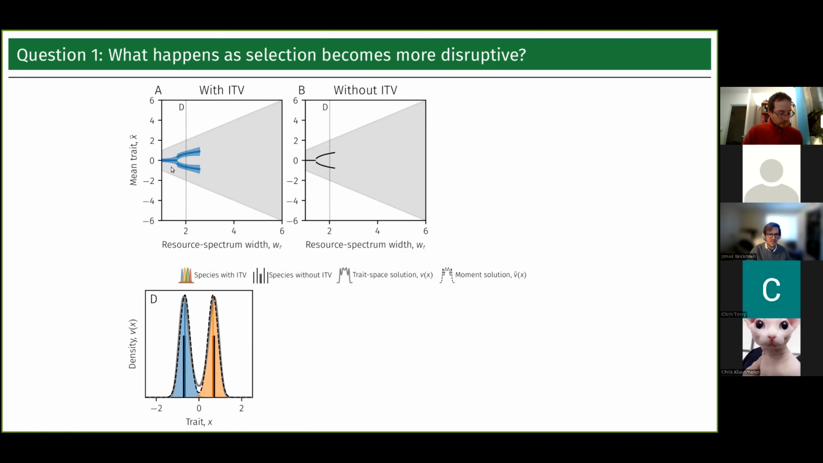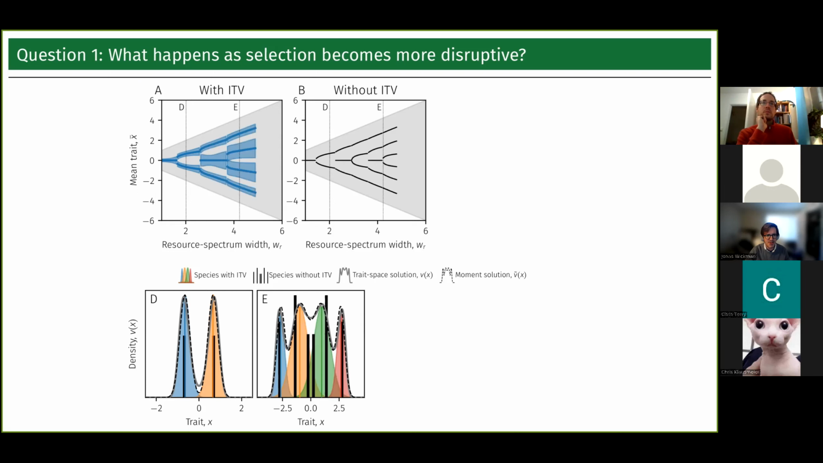But we can see that the final community is pretty similar between when we include ITV and when we don't include ITV. Down here, we have a zoom in on what's going on. The colored areas are these two species. The black bars are the species that evolved when we did not include ITV. Finally, the gray line is a numerical solution of the full trait space equations, and the black dashed line is when we add up all the colored areas together. We can see that we have pretty good agreement between these two. So thus far, it seems that including ITV didn't really do very much. We get very similar outcomes between these two frameworks.